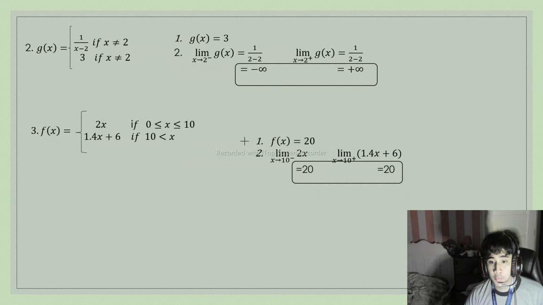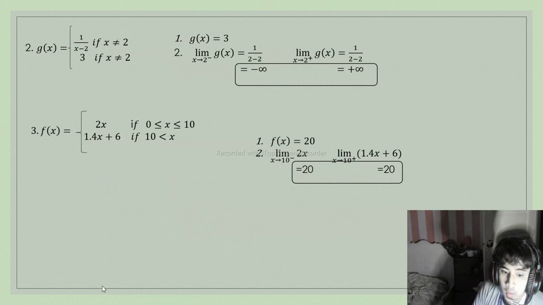So, gagamitin natin sa left hand ay this function kasi less than or equal to 10. So, that will be limit of 2x. So, substitute lang ulit natin yung 10 sa variable na x. And that will give us 20. Tapos, substitute ulit natin sa 1.4x plus 6. Substitute natin yung 10 sa variable x. 1.4 times 10 is equal to 14, plus 6 is equal to 20.